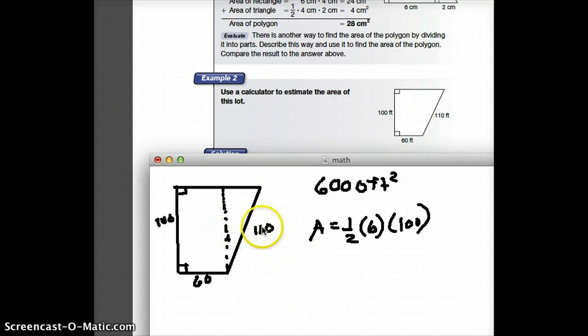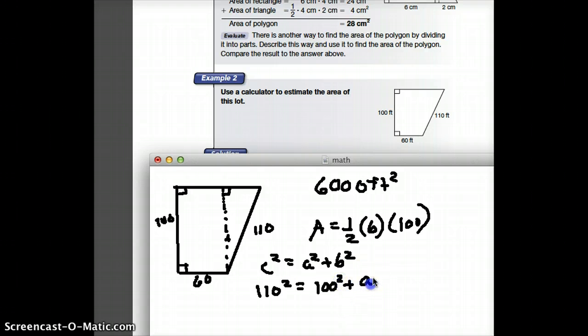The other part we're going to find: if we know this is 110, and this is 100, this is a right triangle. So we can apply the Pythagorean theorem. The Pythagorean theorem states that if you take the longest side and square it, that's equal to the other two sides squared added together. So the hypotenuse squared is equal to 100 squared plus a squared, which we don't know yet.